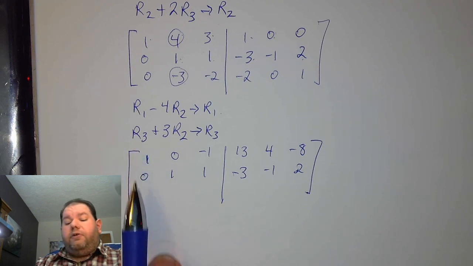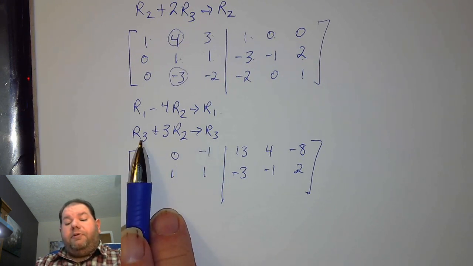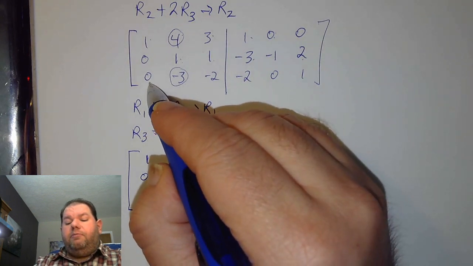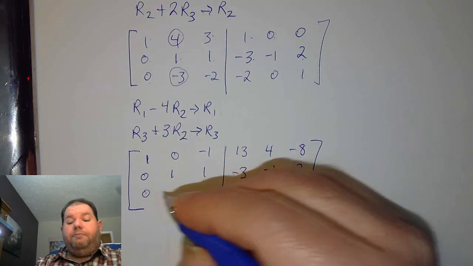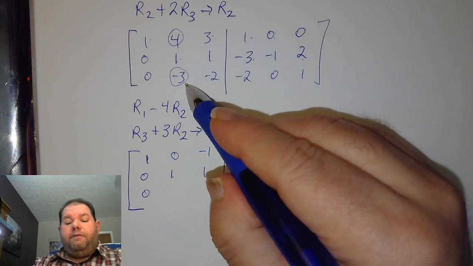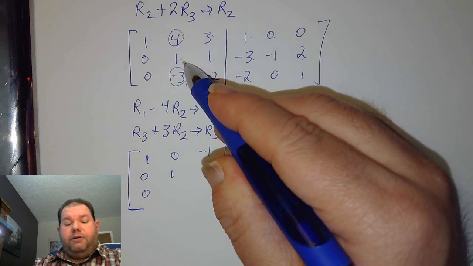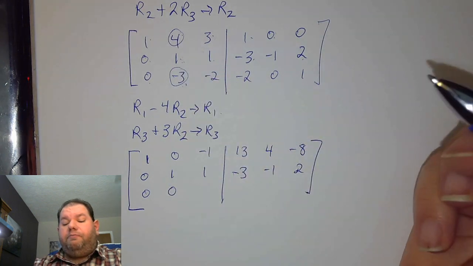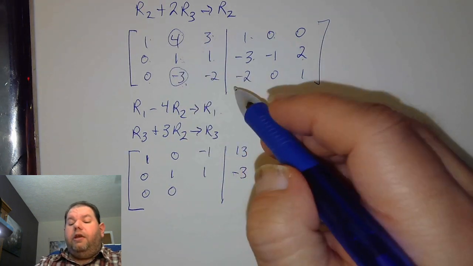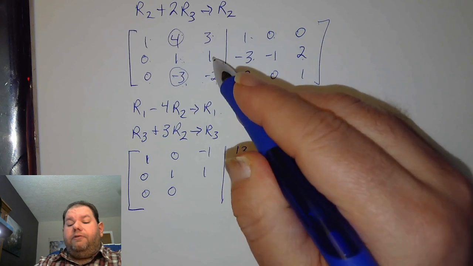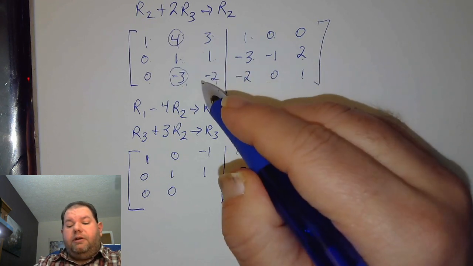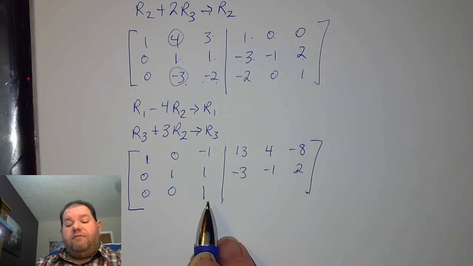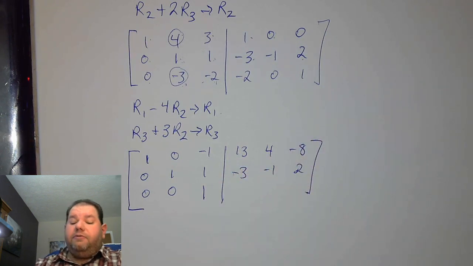Row 3. Row 3, we want to add 3 times row 2. So 0 plus 3 times 0, 0. Negative 3 plus 3 times 1. Negative 3 plus 3 is 0. And negative 2 plus 3 times 1. Negative 2 plus 3 is 1. And that's actually convenient, because that was the next thing we were going to do. Let's get a 1 right there.